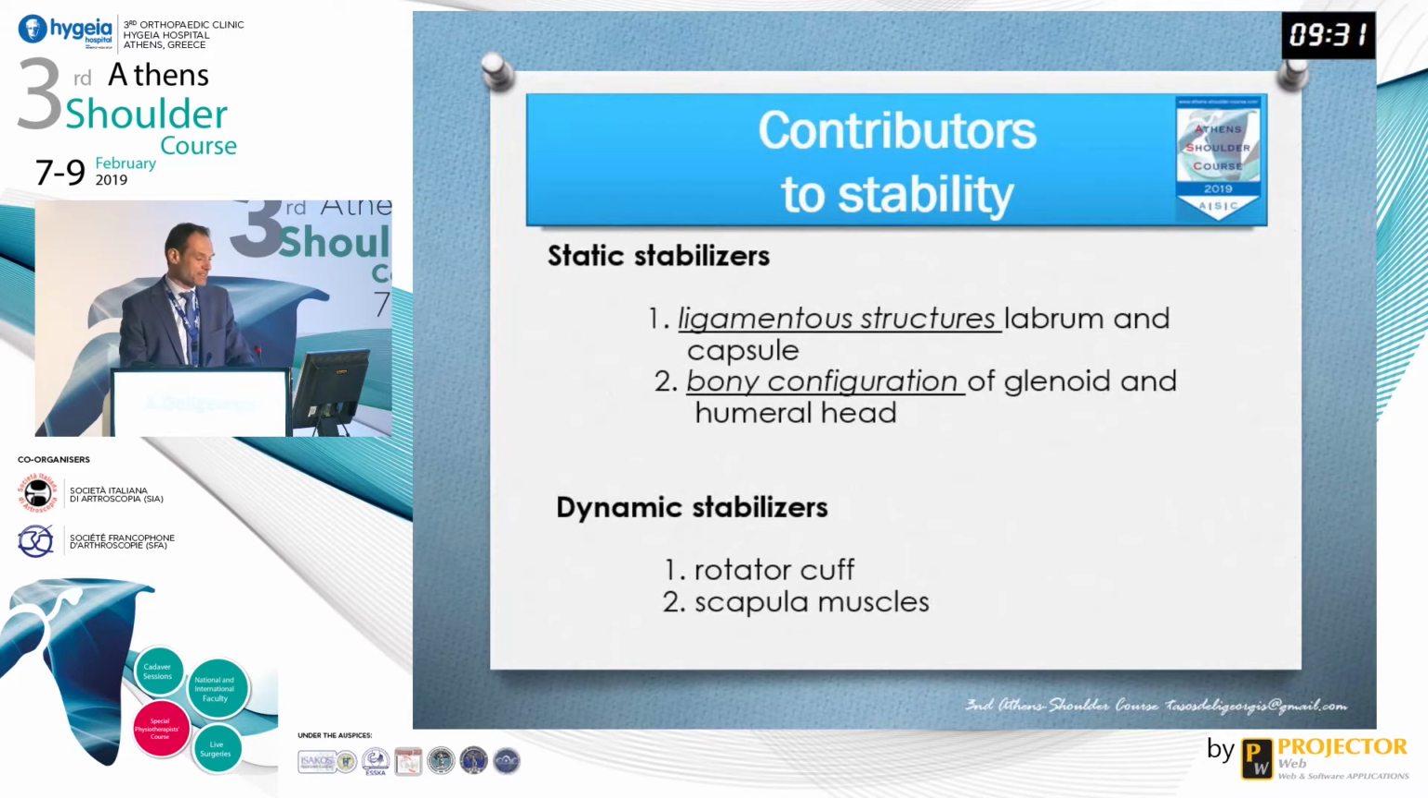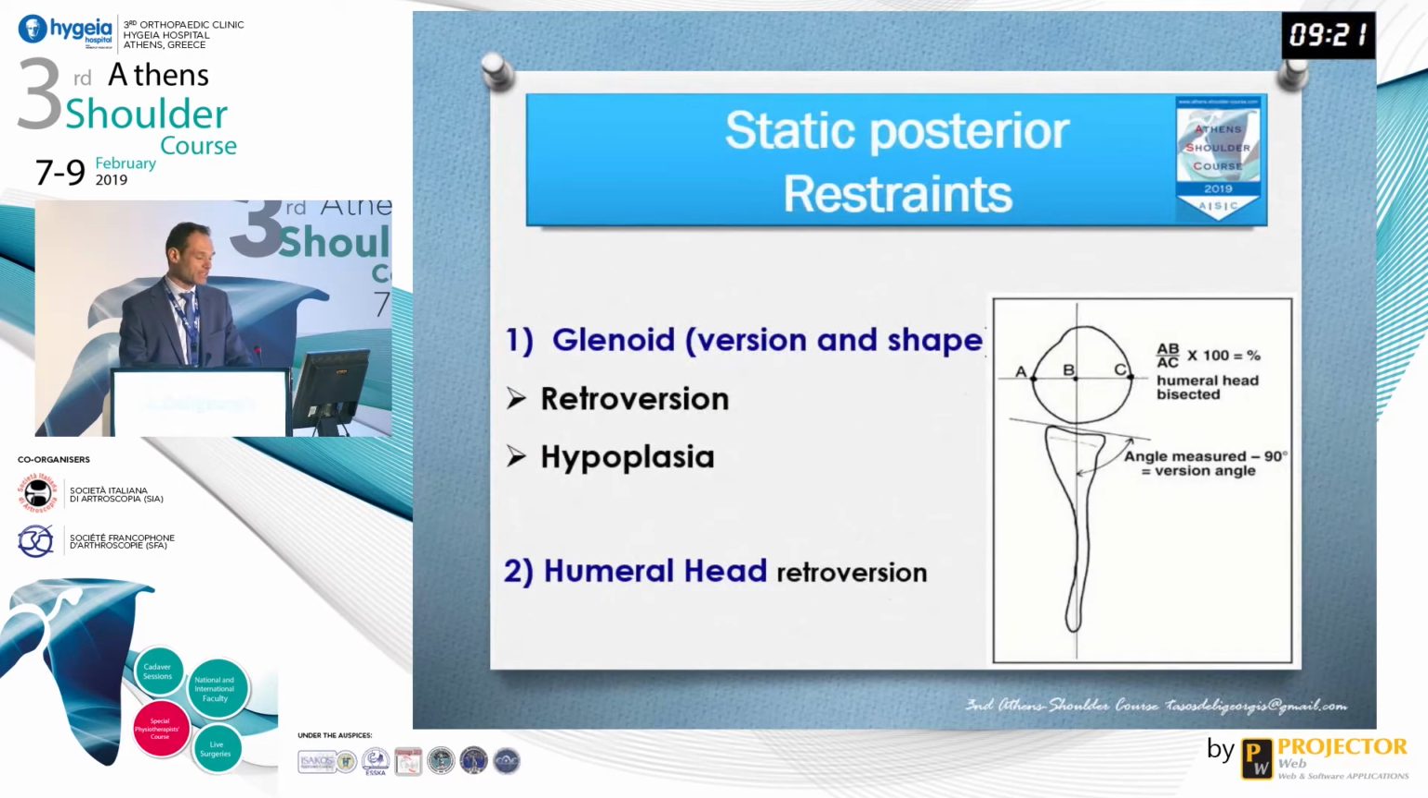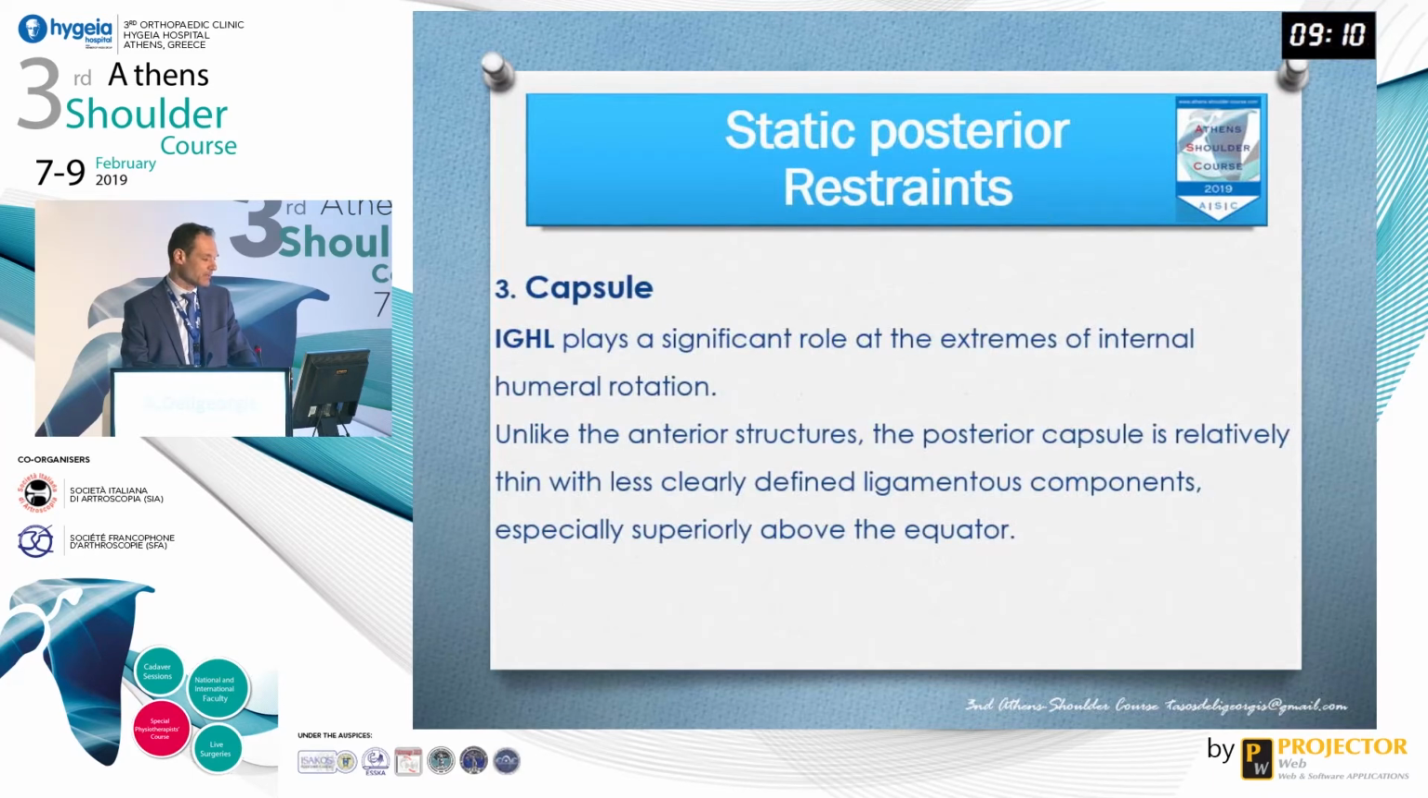So static stabilizers, we've got the ligamentous structures, the labrum and the capsule, and the bony configuration of the glenoid and the humeral head. For dynamic stabilizers, the rotator cuff and the scapular muscles. So for the glenoid, the greater the retroversion, and depending on the shape, we might be prone to instability, and also the greater retroversion of the humeral head, we can be prone to posterior instability.